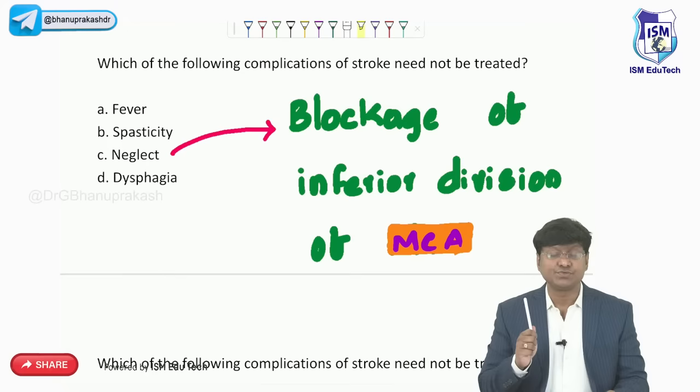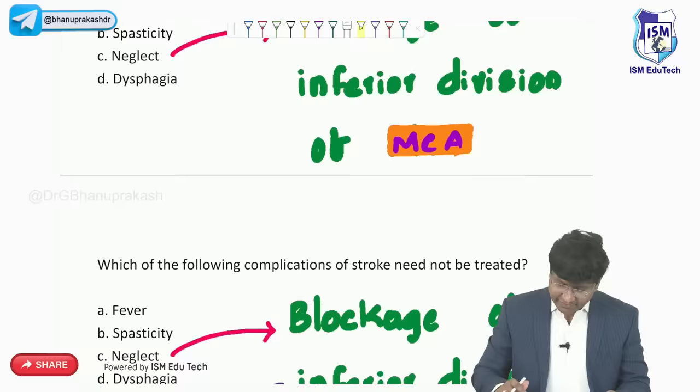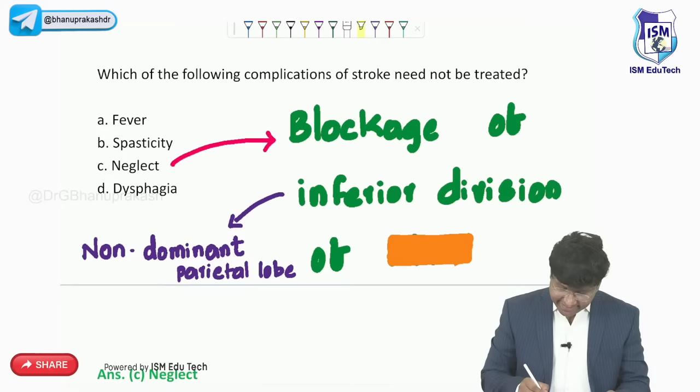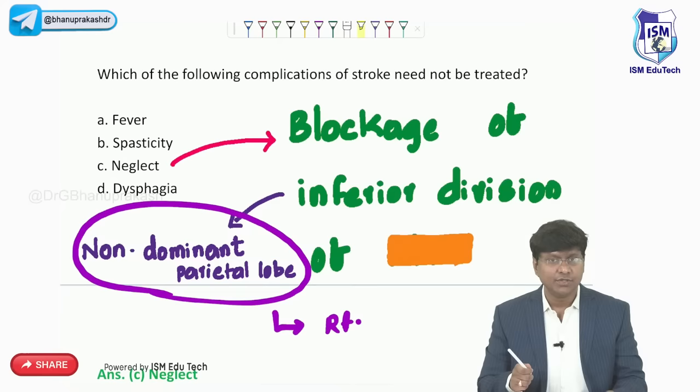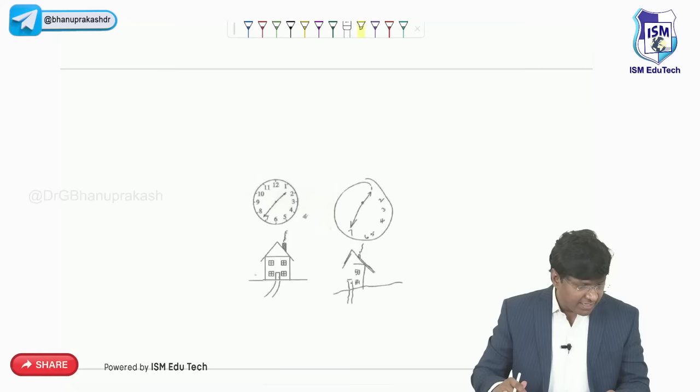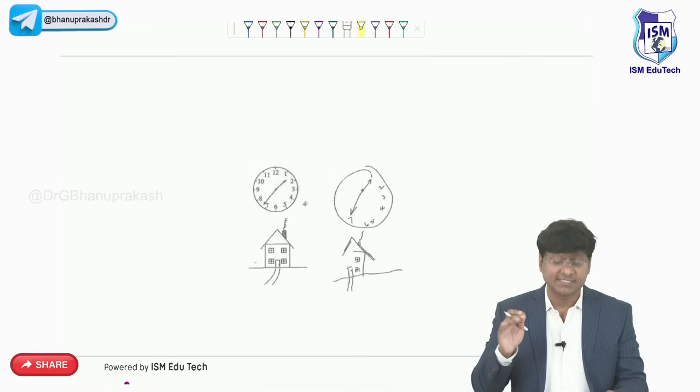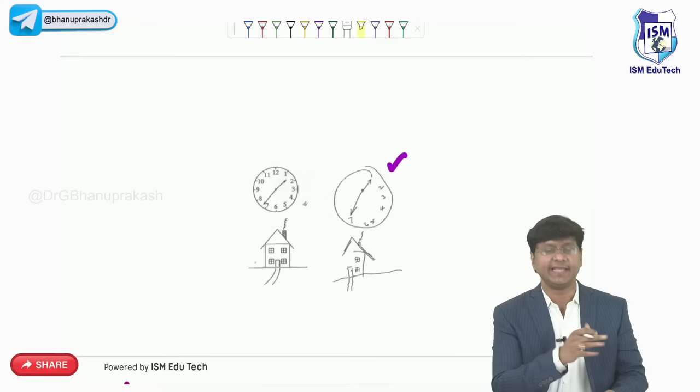You have the development of hemineglect. And where will be the site of lesion for the development of neglect? It is the non-dominant parietal lobe, that is, the right parietal lobe. And in these patients with hemineglect, it is also called somatognosia, right? So what will be the problem in these individuals? The individual will consider only one half of the body is present. The other half he will neglect. And that is what is called hemineglect or spatial agnosia.